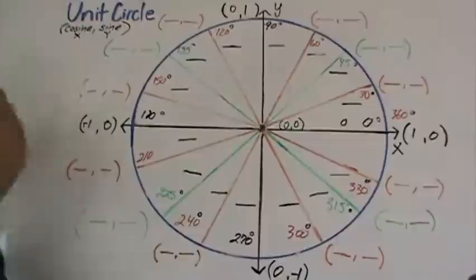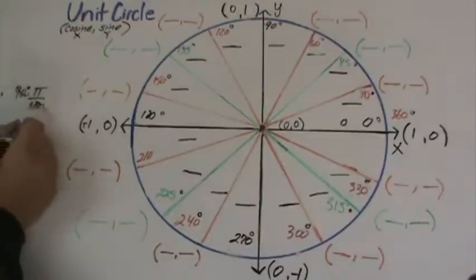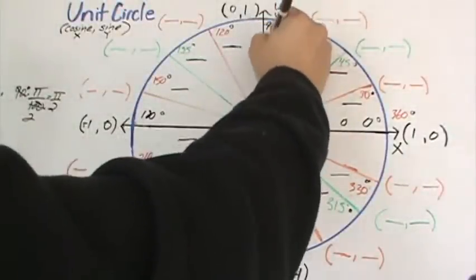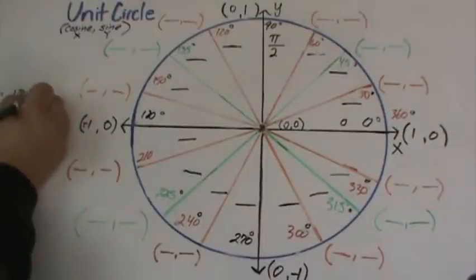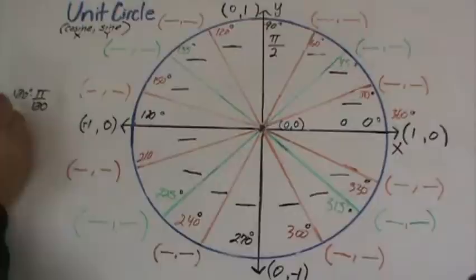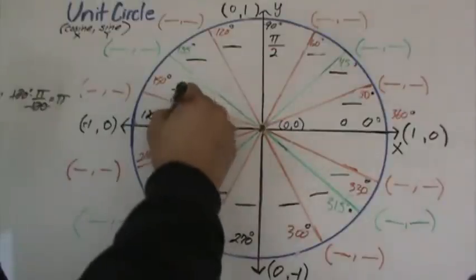Then if you do the 90-degree, times that by pi over 180. 90 goes into 180 2 times. So that will come out to pi over 2. So 90 degrees is equivalent to pi over 2 radians. 180 degrees, if you times that by pi over 180, 180 goes into 180 one time, which will leave you with pi. So 180 degrees is equivalent to pi radians.